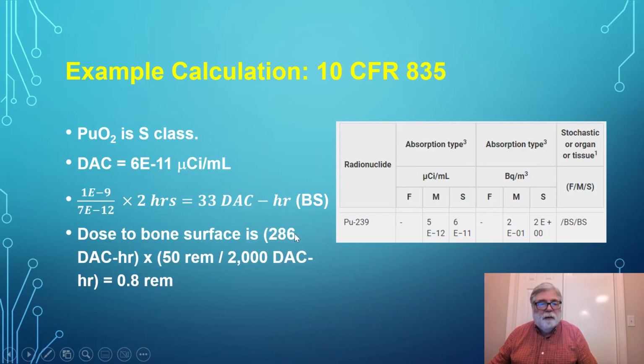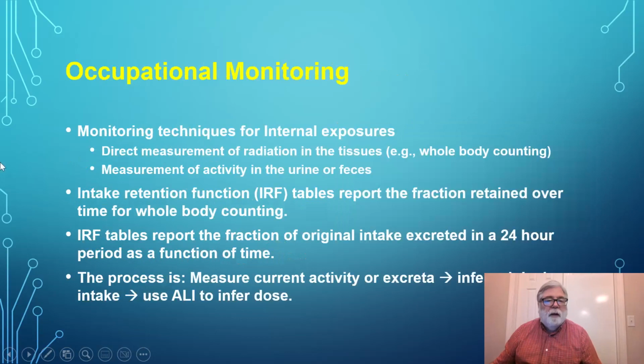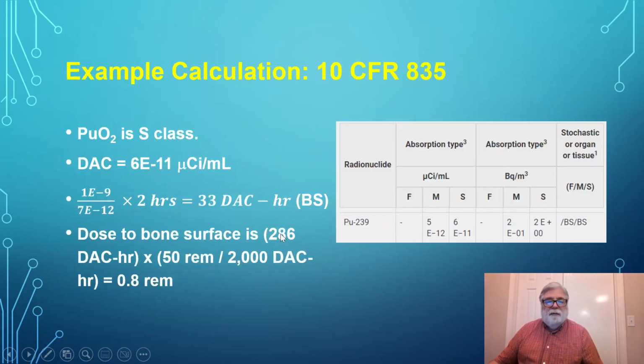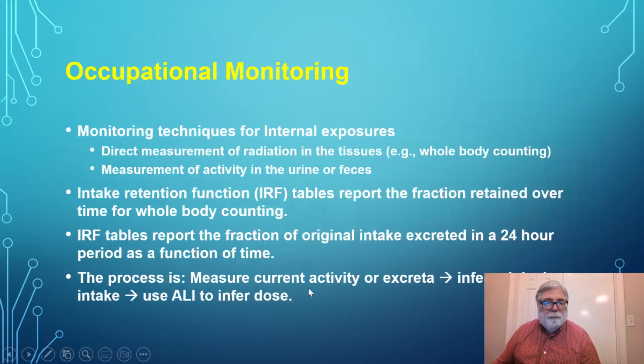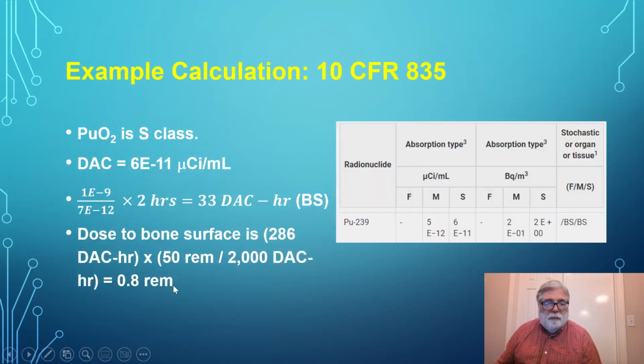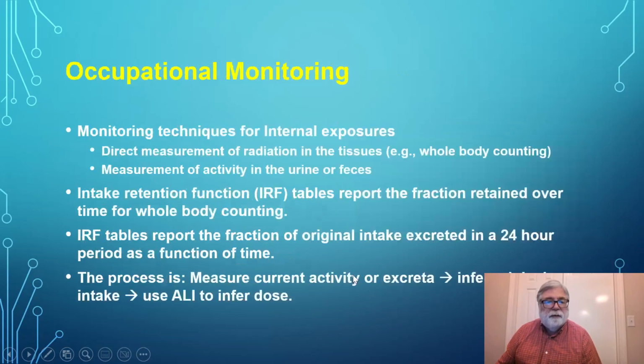I'll correct that. So 33 DAC hours times 50 rem divided by 2,000 DAC hours to reach 50 rem gives us a dose of 0.8 rem. I just didn't type that correctly. I used the wrong number, 33 DAC hours. So that's how this calculation would be done. And so you can see that it's a much lower dose because the DAC is much higher in the DOE calculations than it is in the NRC calculations.